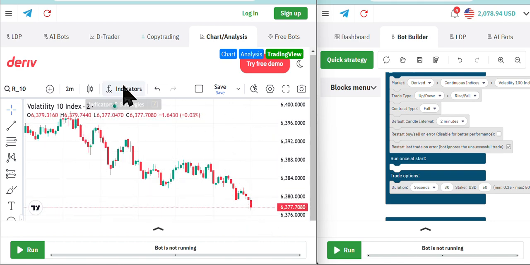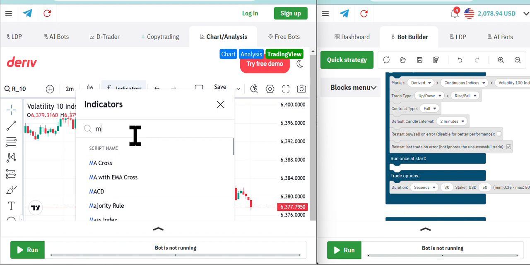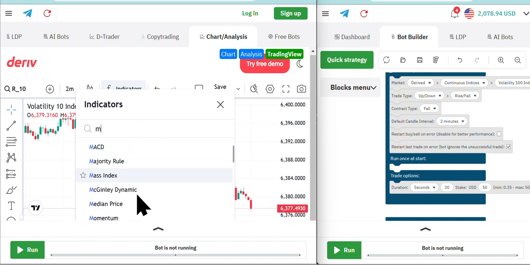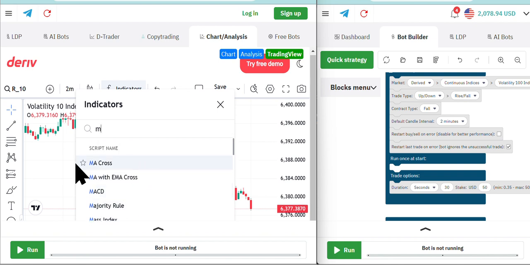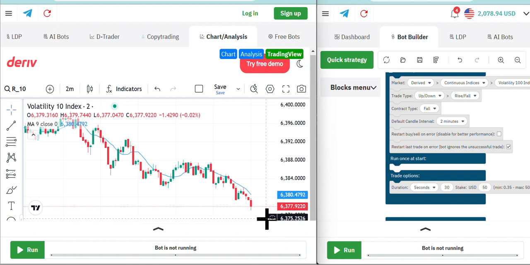Okay, so click on indicators. The indicator that we are going to use is the moving average. The moving average always shows you the trend of the market. You can see here the moving average is above this candle, meaning that this market is on a fall. But if the moving average is below the candle, then that means the market is on a rise.